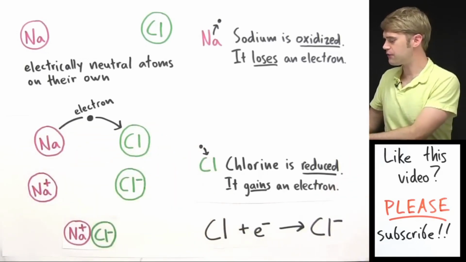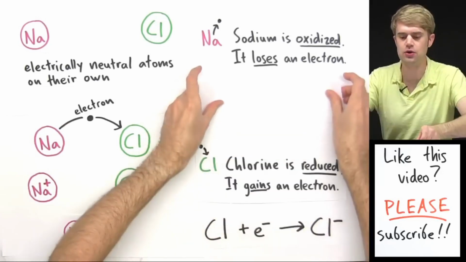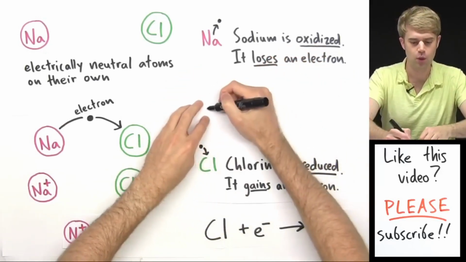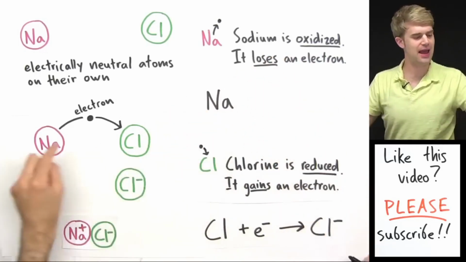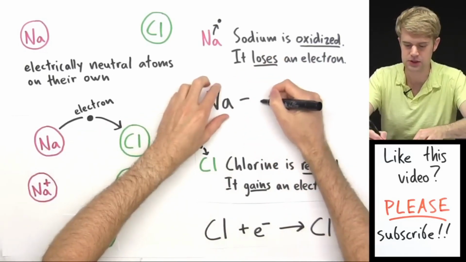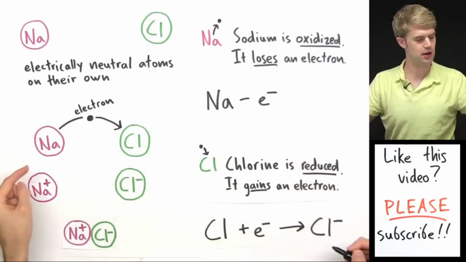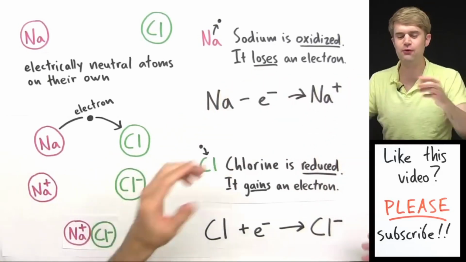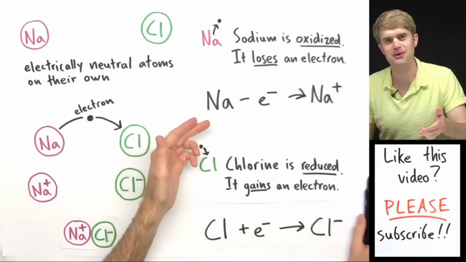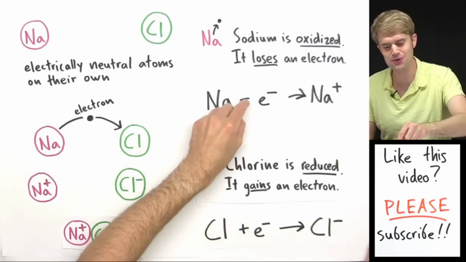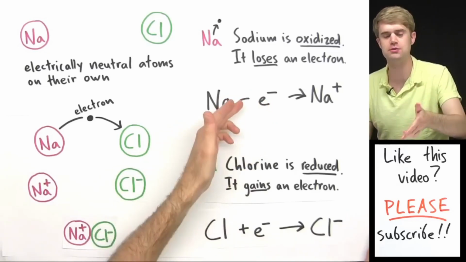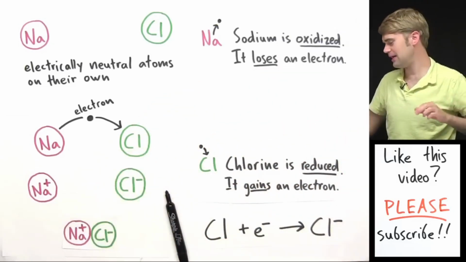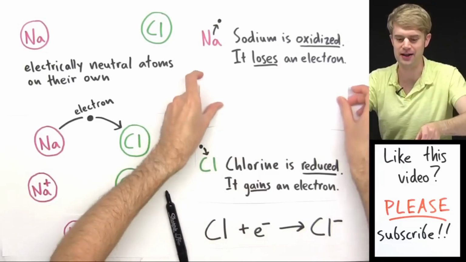Okay, now for sodium things are a little bit trickier for the oxidation. Let me show you why. What I really want to write is Na minus 1 electron gives Na 1+. But unfortunately, I can't write this because in chemical equations, we can't use minus signs. We can only use plus signs. So I can't write the oxidation like this. Instead, I'm going to write it like this.